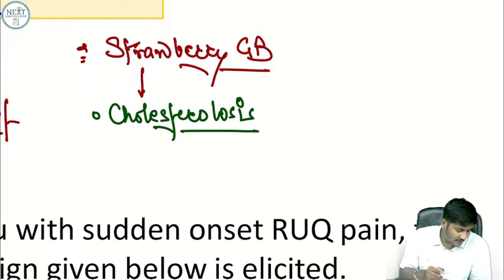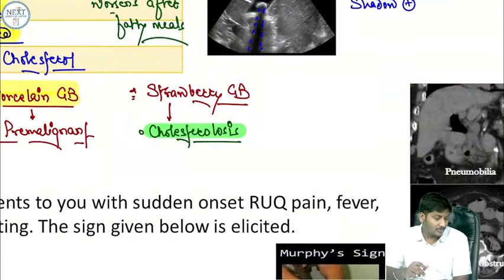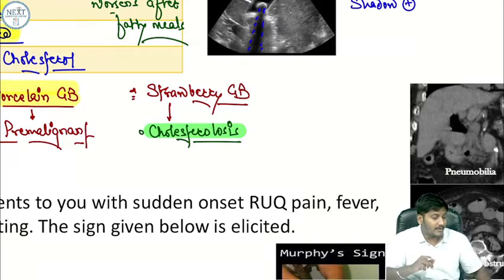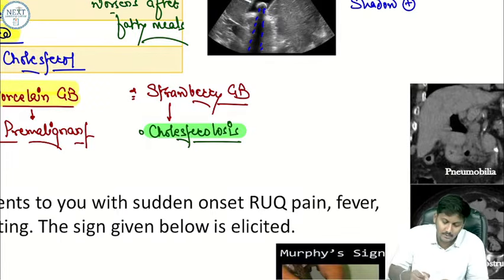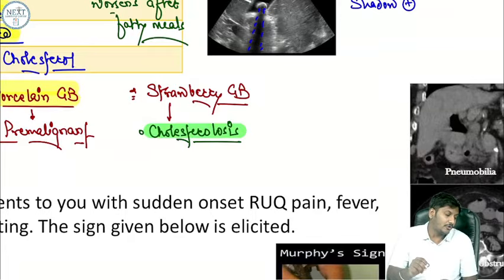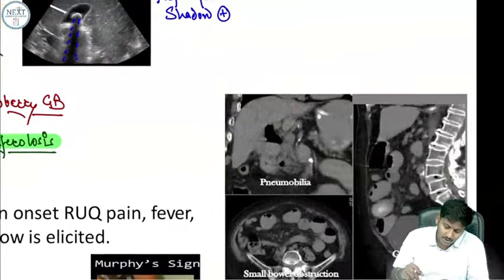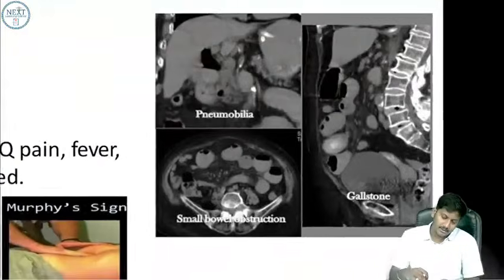Cholesterolosis is the condition where the patient is going to have a strawberry gallbladder. Cholesterolosis is not a pre-malignant condition. It cannot increase the risk of cancer. That is important. That's the reason why cholecystectomy is not required for cholesterolosis of gallbladder. Clear? Next important is this classical triad that you are able to see.